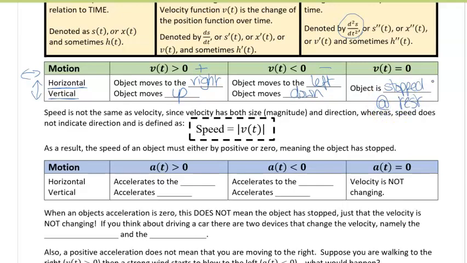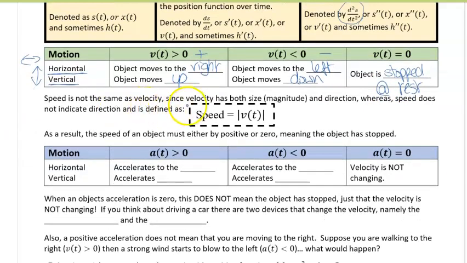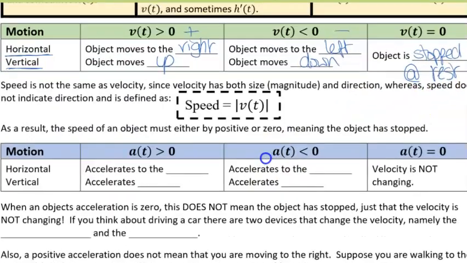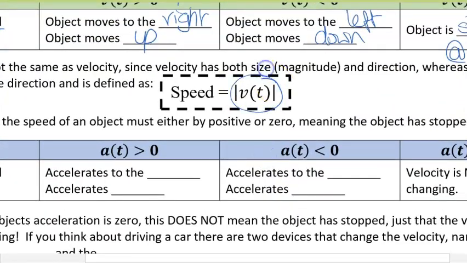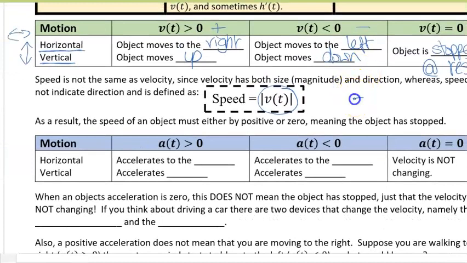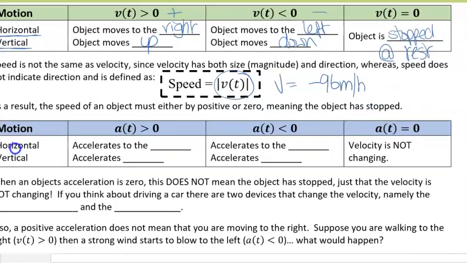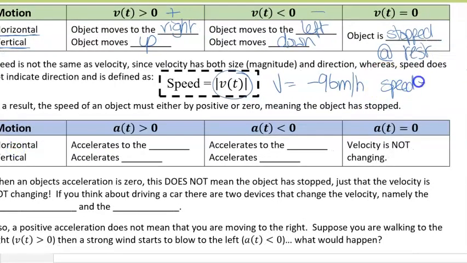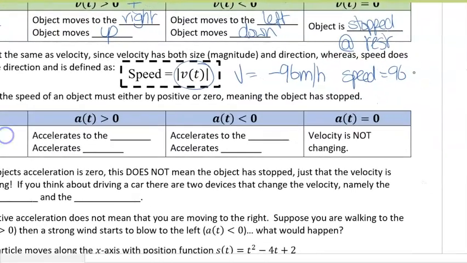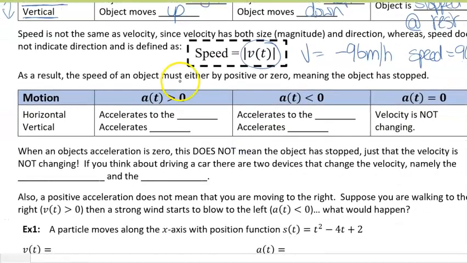It is not moving. Speed is not the same as velocity. Velocity has both a magnitude and direction, whereas speed does not indicate direction. So when we talk about give me the speed, we have to find the absolute value. So if I knew the velocity was negative 96 miles per hour, let's say, then the speed would be positive 96 miles per hour.